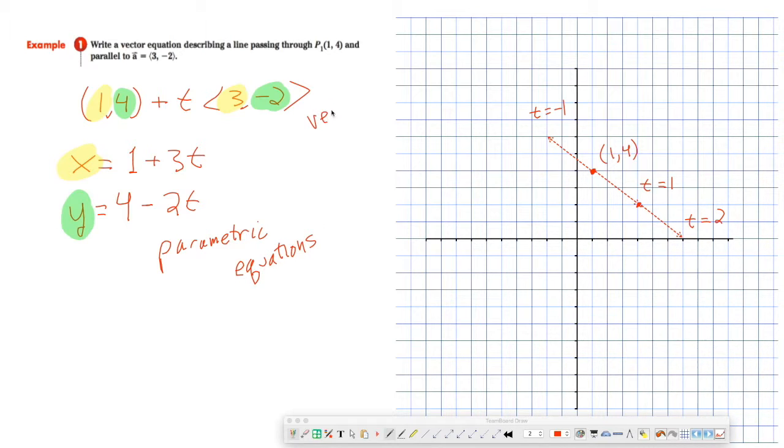This one up here, that's my vector equation. Does that make sense? Any quick questions just on this part? No? Okay. Let's take a look at another example.